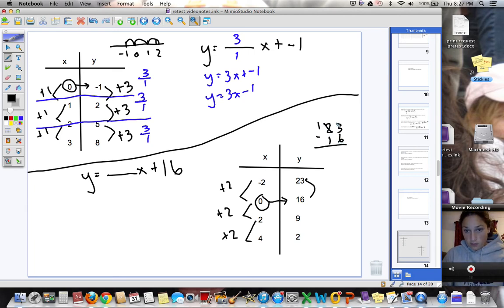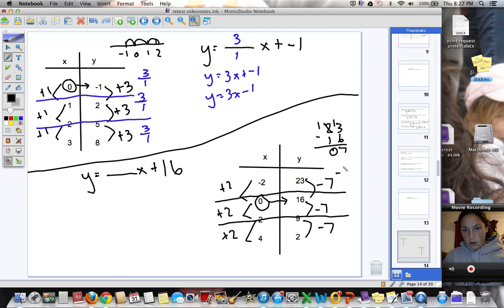We have to borrow. 13 minus 6 is 7. 1 minus 1 is 0. So this is going down by 7. 16 minus 9 is 7. 9 to 2 is I'm taking away 7. So I'm going down by 7. So again, these are all the same.